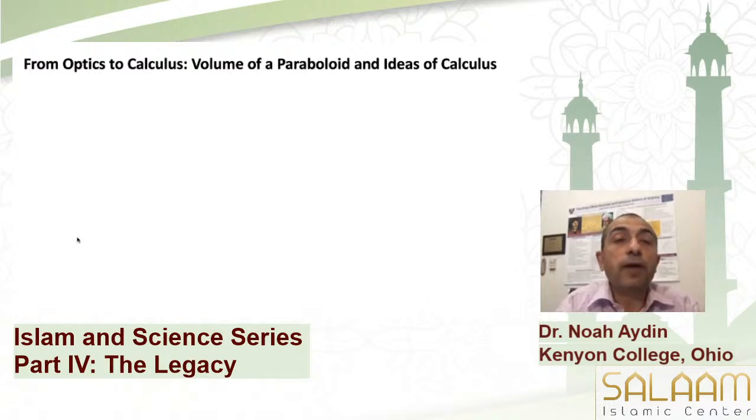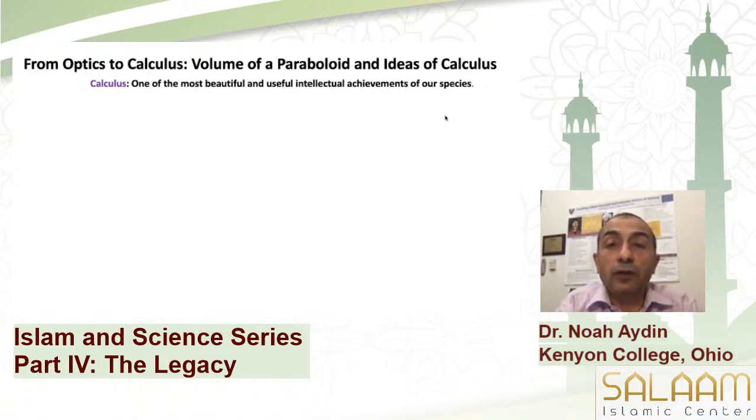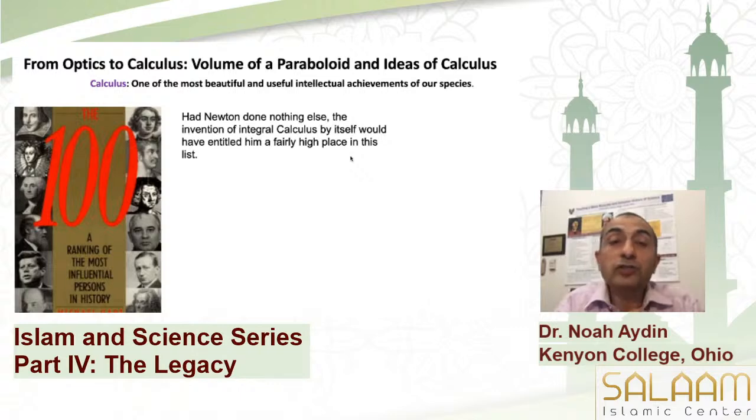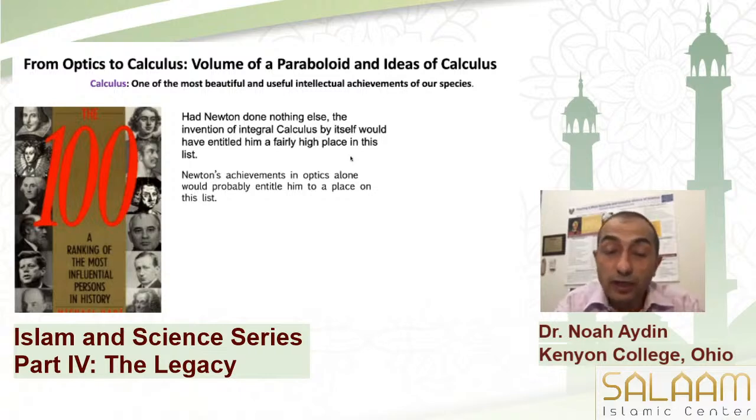Now, back to Ibn al-Haytham. Calculus is one of the most beautiful and useful intellectual achievements of our intellectual history. That is indeed the case. And of course, the beginning of calculus is attributed to Newton and Leibniz, and it is true that they made major contributions. That's why in this book, The 100, Newton is number 2 in this list, largely because of his contributions to calculus, but also his achievement in optics alone. Michael Hart says Newton's achievement in optics alone would probably entitle him to a place on this list.